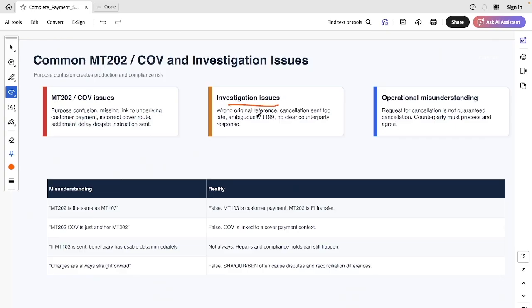In investigation messages, another common problem is quoting the wrong original reference. If field 21 points to the wrong payment, the receiving bank may not know what you are asking about. So remember, sending a cancellation request does not mean the payment is cancelled. The counterparty must process and agree.